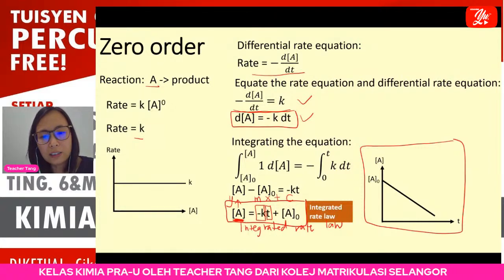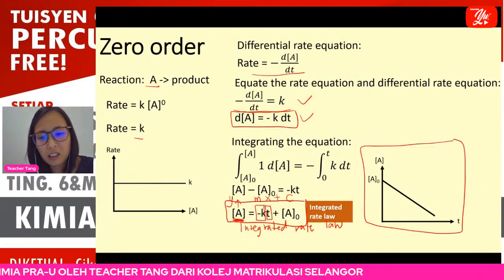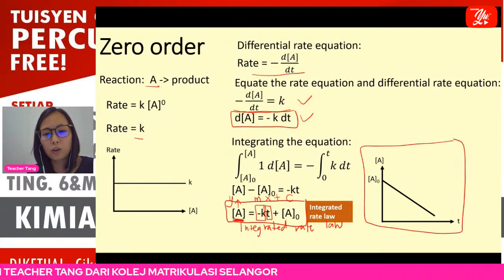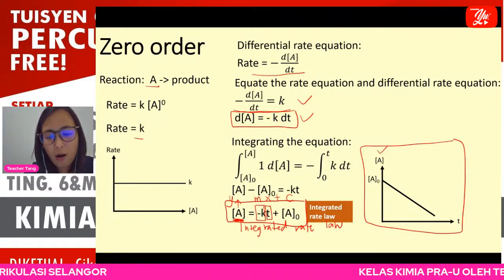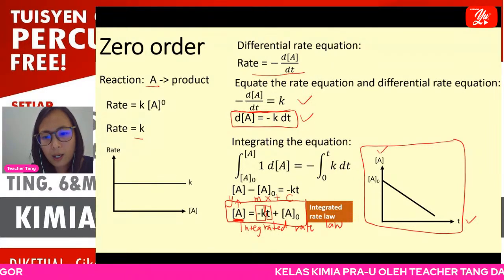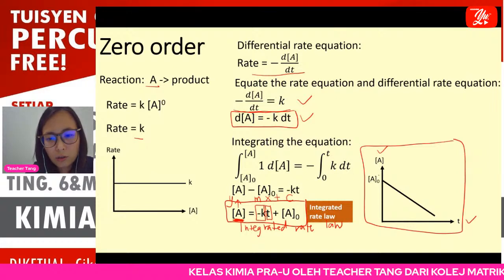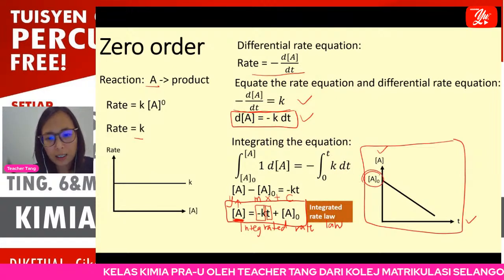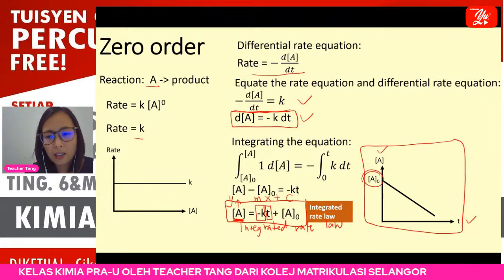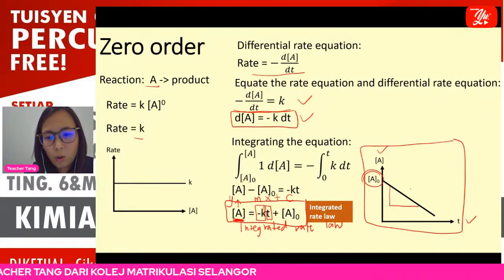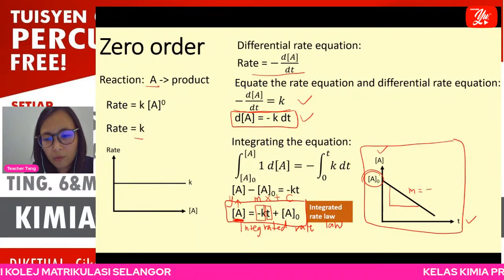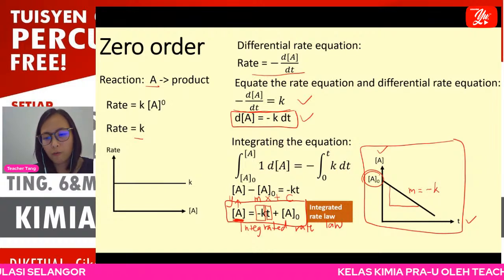where, to plot the linear graph for zero order based on the integrated rate law equation, we need to plot the concentration of reactant A versus time. The initial concentration of the reactant is the y-intercept, and the gradient of the graph is equal to the negative rate constant of the reaction.